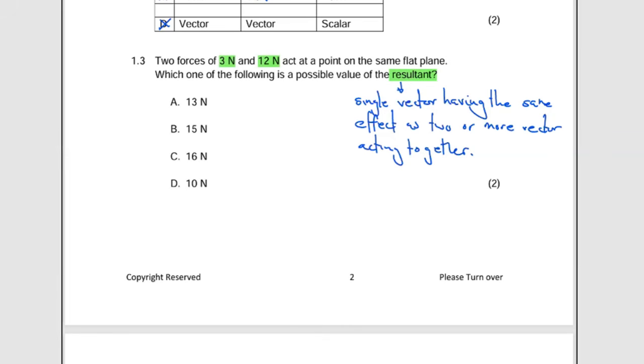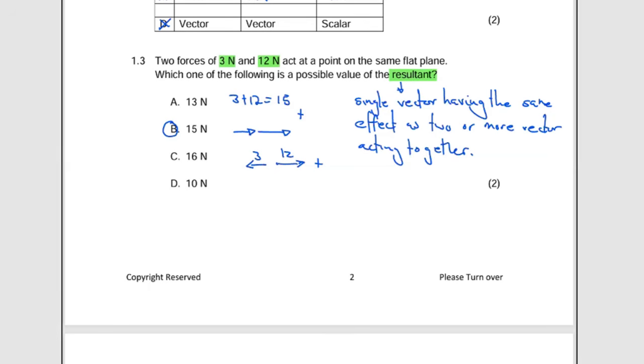So if we take 3 and 12, 3 plus 12 gives us a value of 15. Considering that we're assuming all these vectors are heading in the same direction, with right as positive, 3 plus 12 is equivalent to 15. Then, if these two are opposing each other, the 3 going this side and the 12 heading this side, what are we going to have as our resultant?